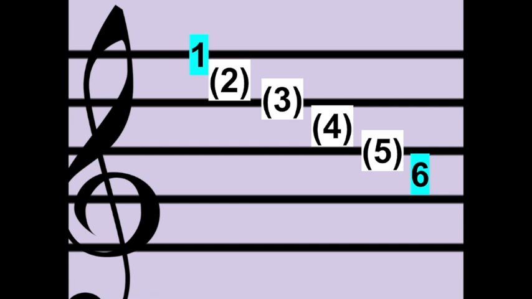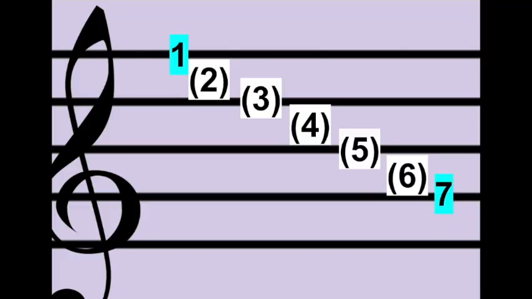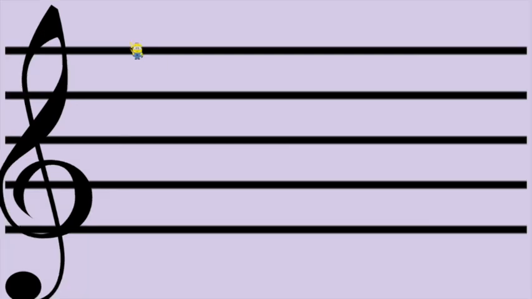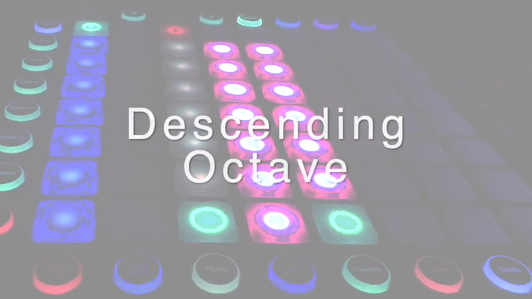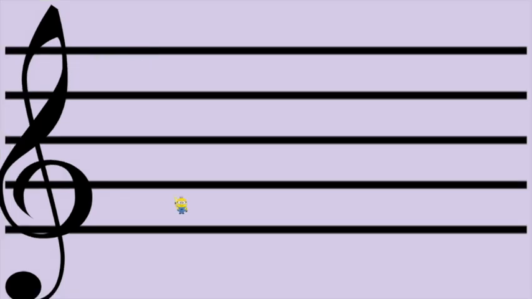Line 5 descending to space 2 is a descending sixth, skipping 2, 3, 4, and 5 along the way. Line 5 is F, space 2 is A. Line 5 to line 2 is a descending seventh, skipping 2, 3, 4, 5, and 6. Line 5 is F, line 2 is G. A descending octave can look this way. Line 5 to space 1, skipping 2, 3, 4, 5, 6, and 7. Line 5 remains F, space 1 is F.